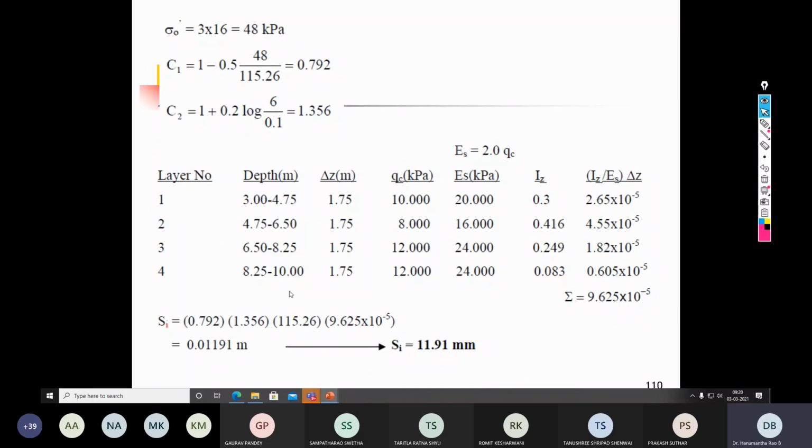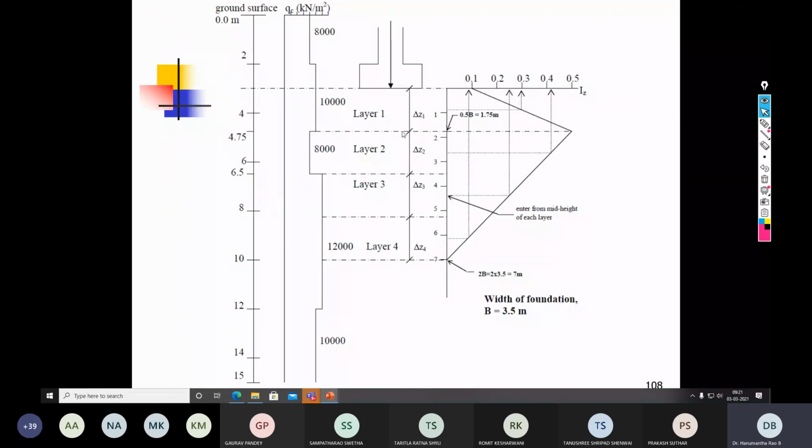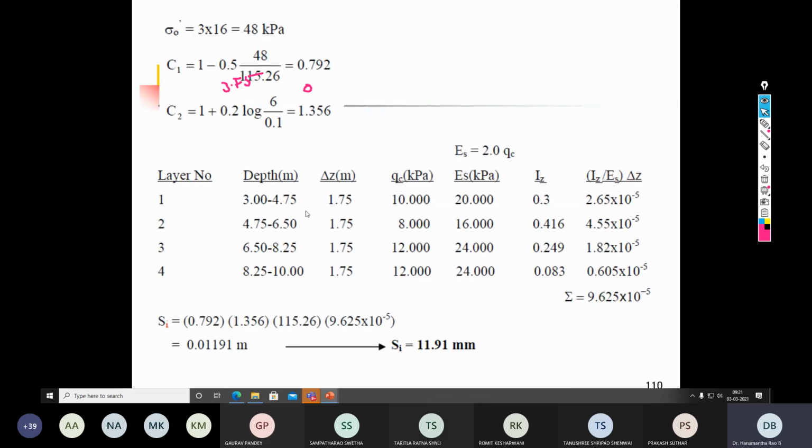Then this is the table that you need to prepare when you solve this kind of problem. First, layer number 1. So we have divided the 0 to 7 meter into 4 layers: 1, 2, 3 and 4. Depth is 3 to 4.75. Let me show so that we will not have any confusion. So the foundation level is considered as 0. Here from the ground surface, this is at a depth of 3 meter only, sorry.